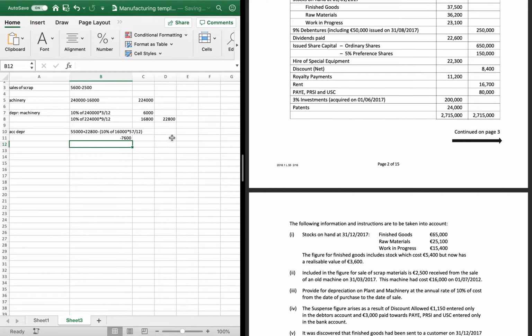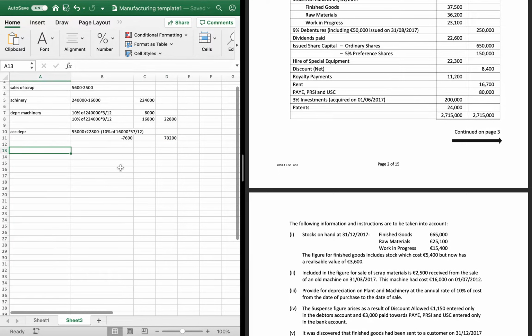So we'll work out our answer for that. That's 55,000 plus the 22,800 minus 7,600. Okay, and that's 70,200 there for our accumulated depreciation.